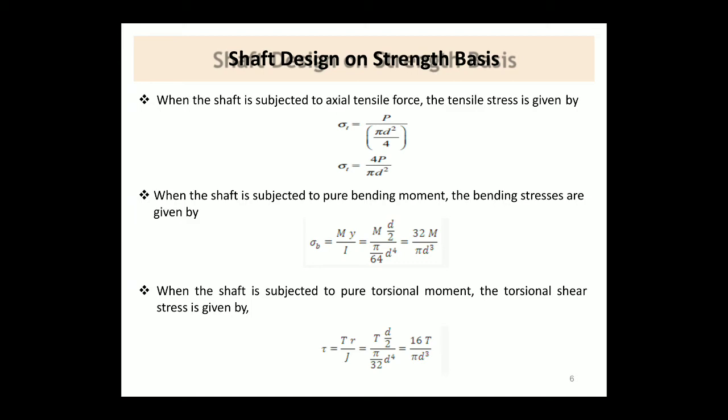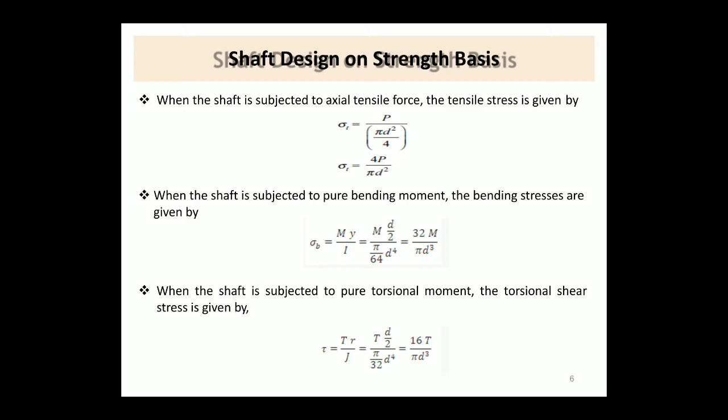Next, when the shaft is subjected to pure torsional moment or twisting moment, the torsional shear stress is given by tau by J. Torsional stress is given by tau equal to T r by J, where T is the torque or twisting moment acting on the shaft, J is the polar moment of inertia of the shaft about the axis of rotation, tau is the torsional shear stress, and r is the distance from the neutral axis to the outermost fiber, that is d by 2, where d is the diameter of the shaft.